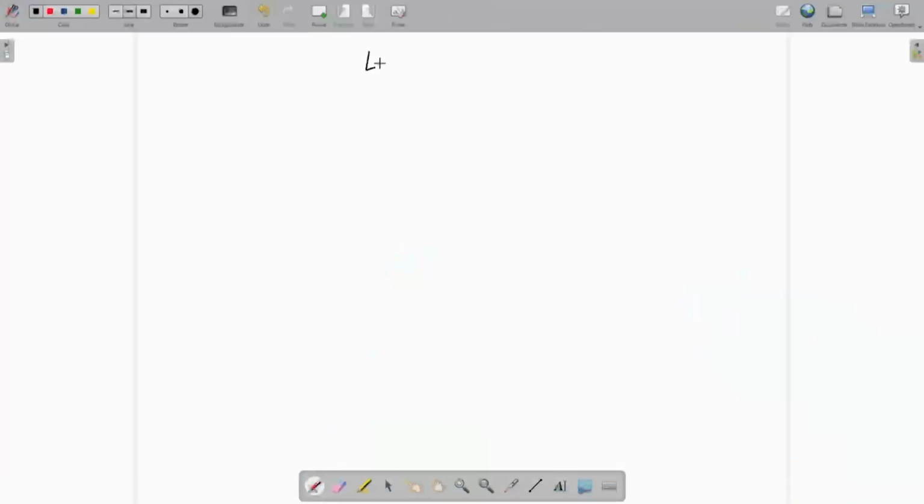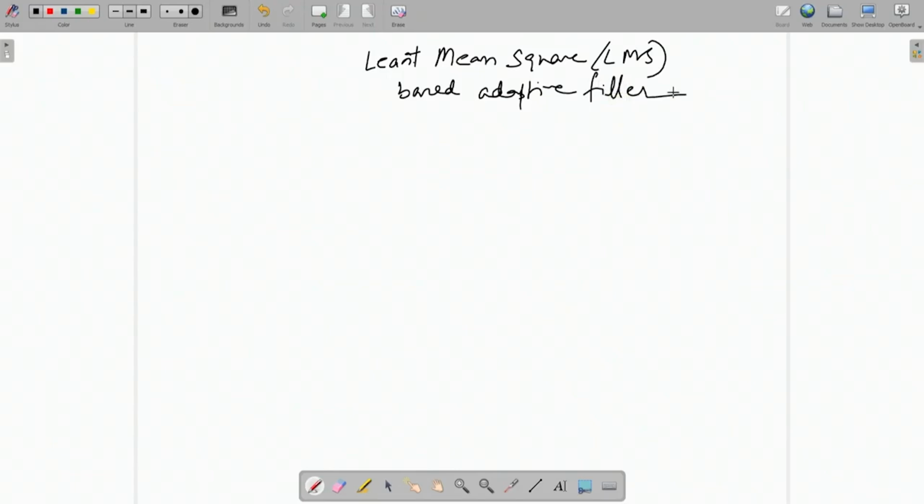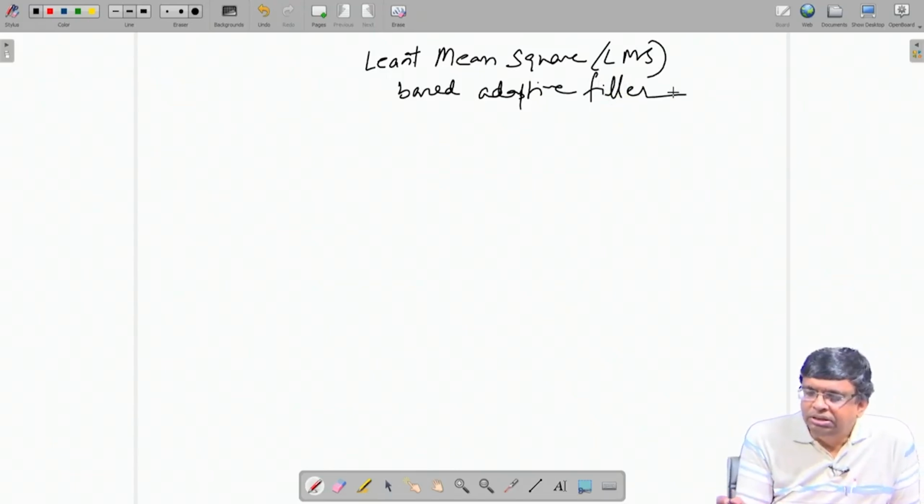Okay, so we start from where we ended last time. We derived this adaptive filter, not derived, I presented this famous adaptive filter algorithm called LMS, least mean square. Okay, the equation was like this.